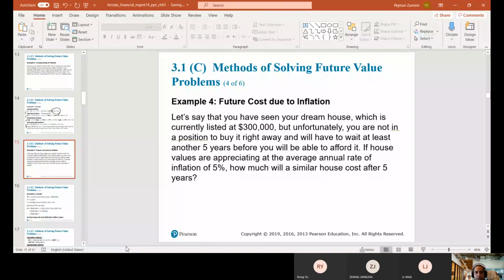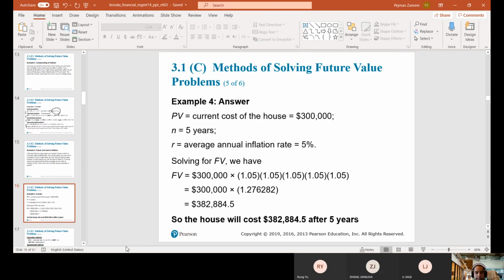Methods of solving future values. Future cost due to inflation. Let's say that you have seen your dream house, which is currently listed at $300,000. But unfortunately, you are not in a position to buy it right away and will have to wait at least another 5 years before you will be able to afford it. If house values are appreciating at the average annual rate of inflation of 5%, how much will the house cost after 5 years?